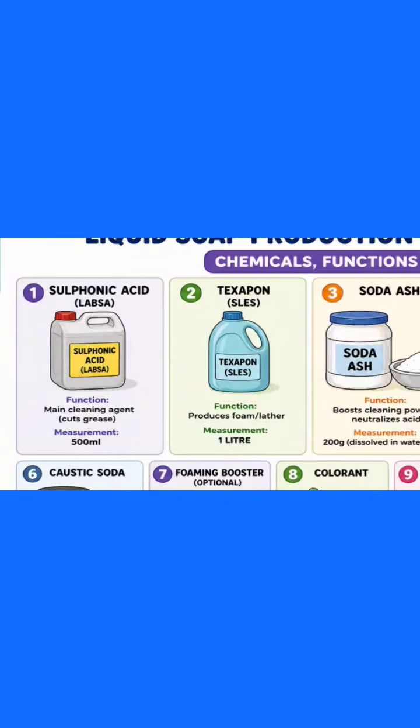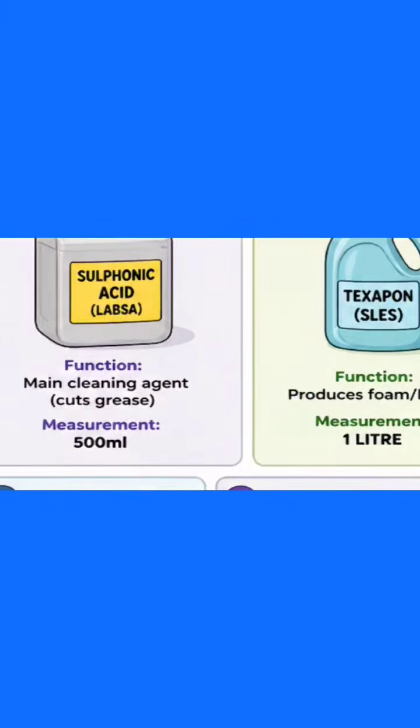All right, so the number one recipe there is sulfuric acid, which is also known as LAPSA. The function is the main cleaning agent, so it cuts grease. When I mean it cuts grease, it cuts grease. When you're washing your dishes, you know what wipes the oil. So that is the function of the sulfuric acid. It helps to cut the grease. The measurement for this is 500 ml.